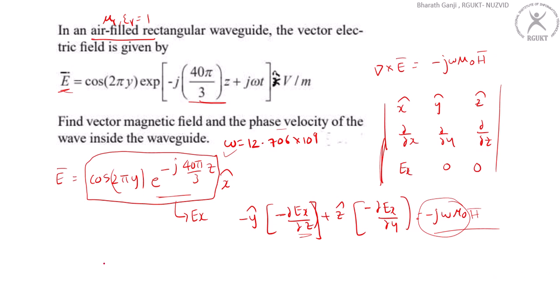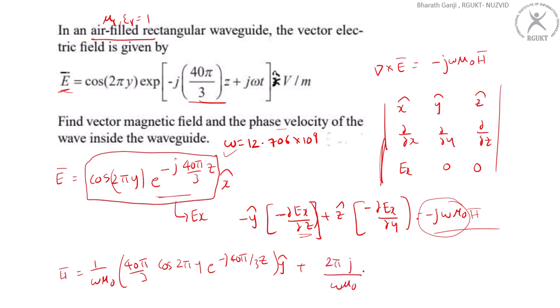So the final answer looks like H bar is equal to 1 by omega mu naught, 40 pi by 3 cos 2 pi y e power minus j 40 pi by 3 z times y cap, plus 2 pi j by omega mu naught sine 2 pi y e power minus j 40 pi by 3 z, times x cap. So this is your magnetic field expression.